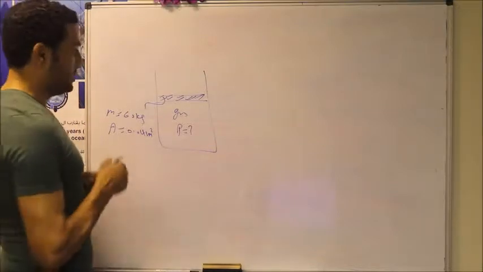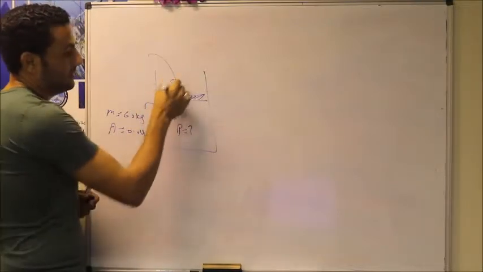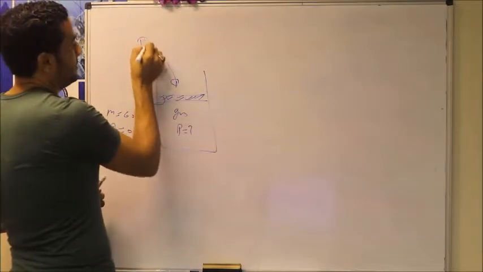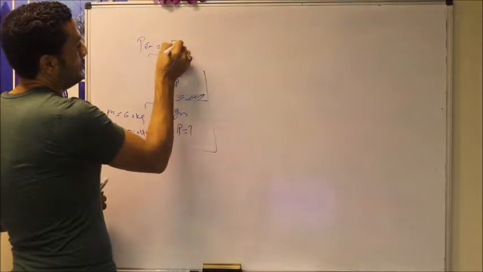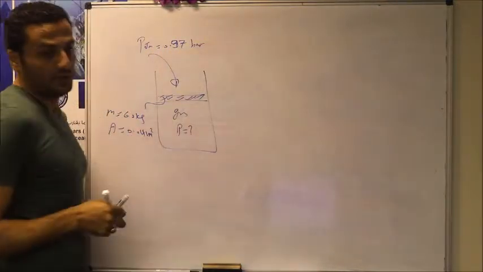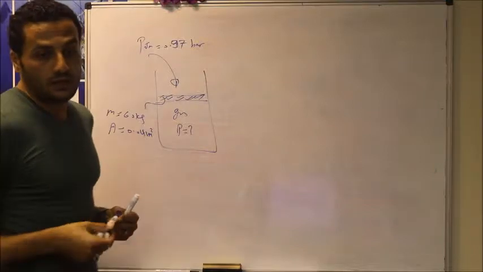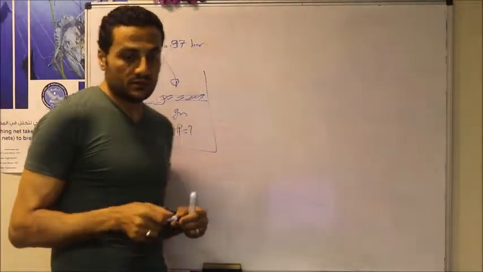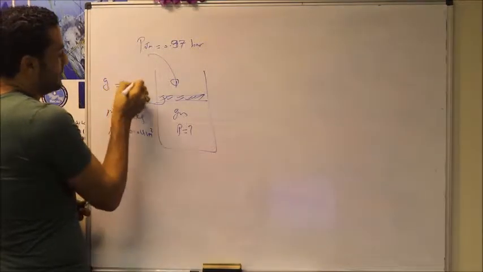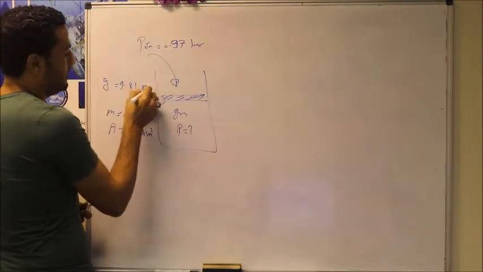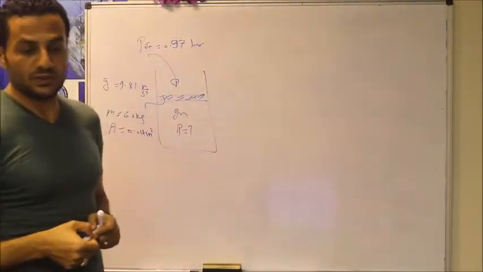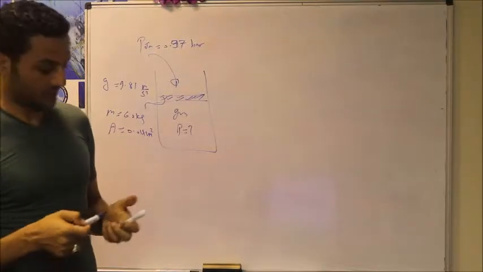And the atmospheric pressure above this piston, at the elevation where it is located, is equal to 0.97 bar. The gravitational acceleration g is also given, equal to 9.81 meter per second squared. And we need to determine the pressure within this cylinder.